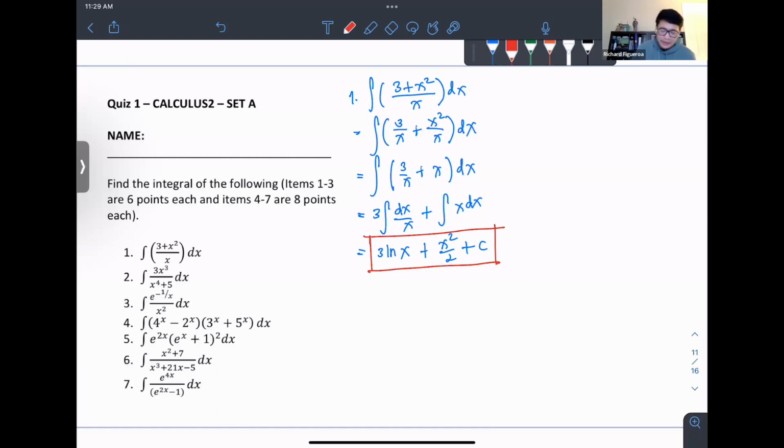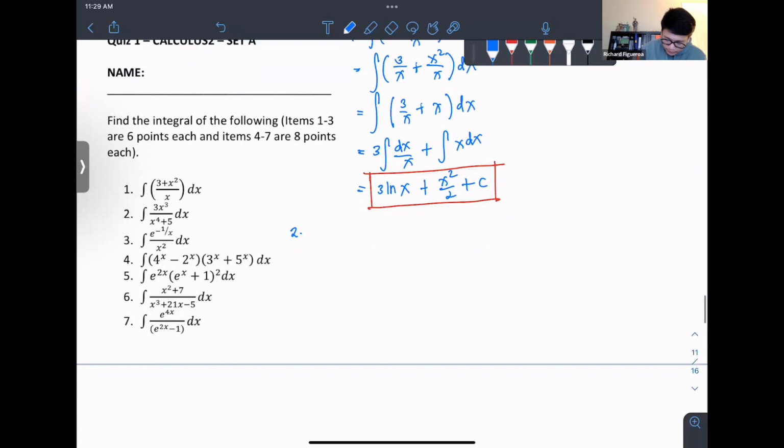Items 1, 2 and 3 would be 6 points. That's as simple as that. For number 2, we have the integral of 3x cubed all over x to the 4th plus 5 dx. We can use substitution here, or we can use the direct approach.